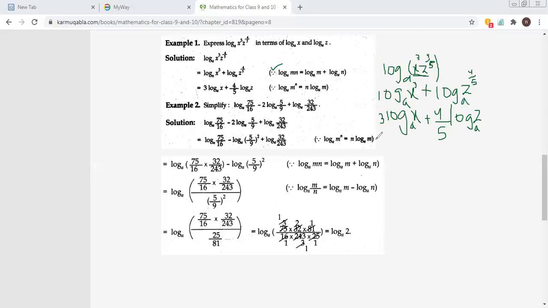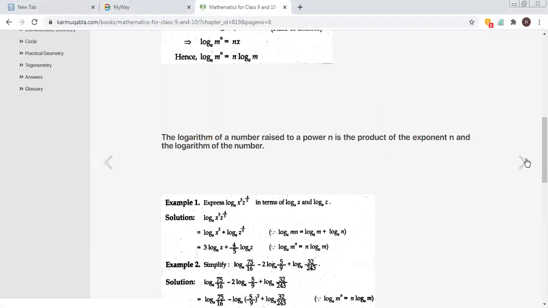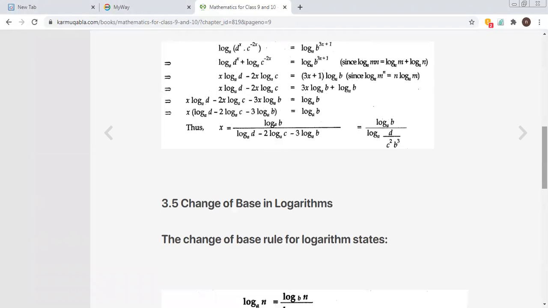Okay, so now here is question number 2, example number 2. Simplify log of a 75 upon 16 minus log of a 5 upon 9 plus log of a 32 upon 49. You can see that the question is in fraction form, or quotient form. So what will we do here, class? First we solve this, before seeing this example, we go directly to exercise 3.3. We directly solve the exercise.